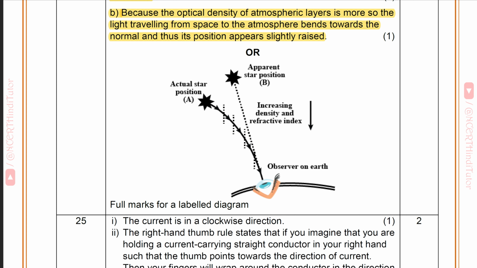As you can see in the labeled diagram, the actual position of the star is A and the apparent star position is B. Increasing density and refractive index. Observer on Earth. Full marks for a labeled diagram, so you should draw the labeled diagram for the answer.